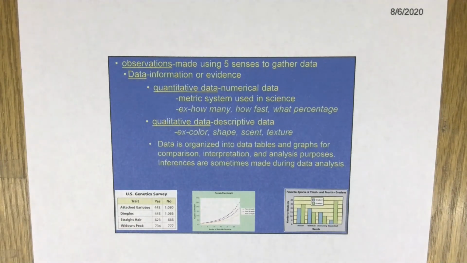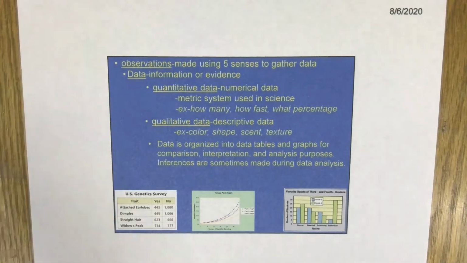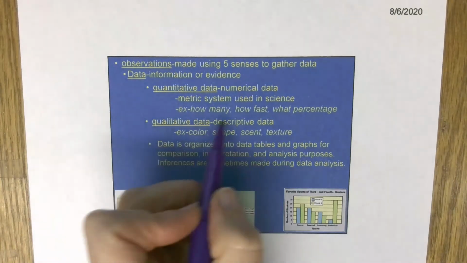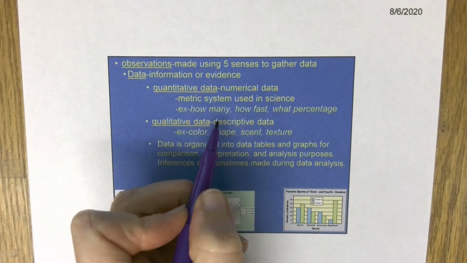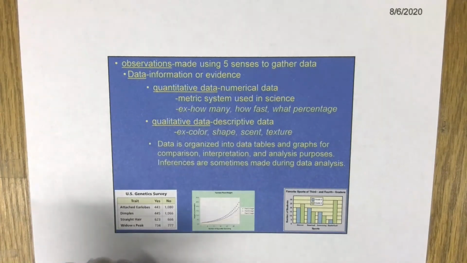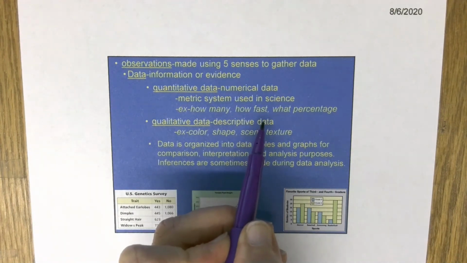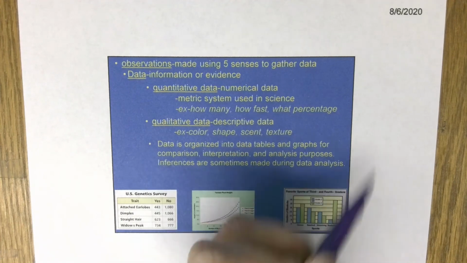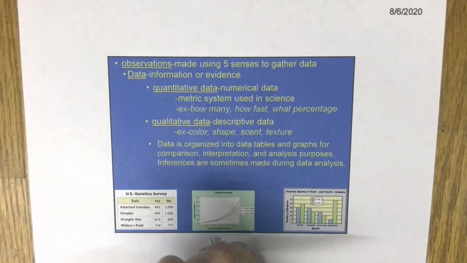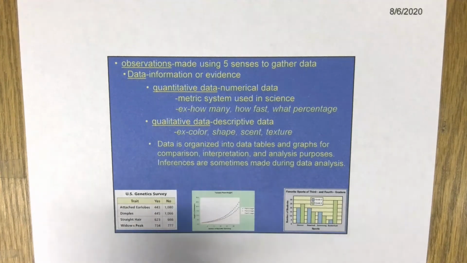Data, by definition, is simply just information or evidence. Data can be either quantitative or qualitative. Okay, quantity means number, so that's your numeric data. Again, we're going to use the metric system in science. So how many? Just are you counting something? Okay, there's 5 people, 10 people, 20 people. How fast? Okay, is your car going 50 miles an hour or 80 miles an hour? What percentage? Okay, what percent of our student body is male versus female?